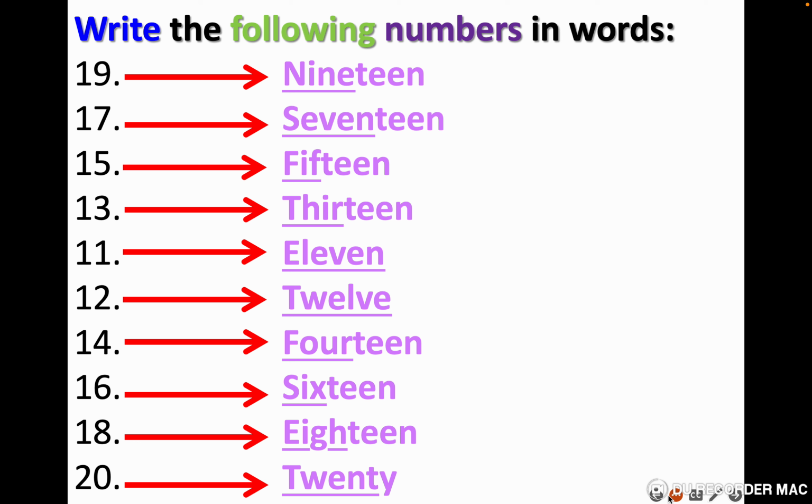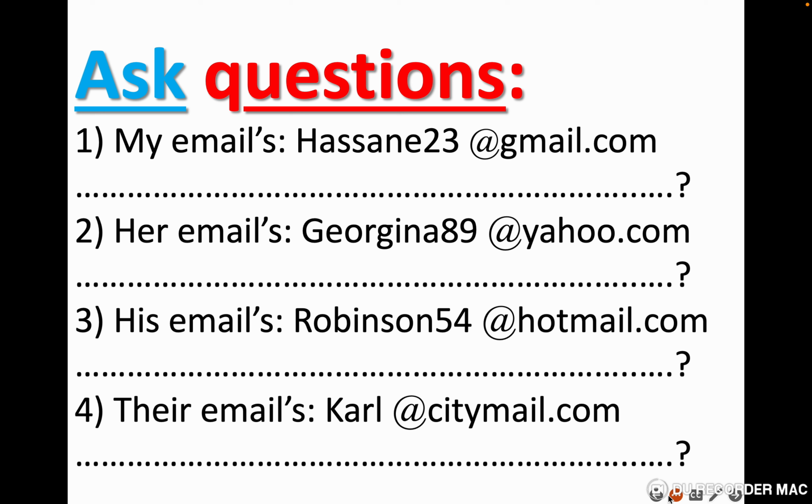The problem with these numbers from 13 to 19 is that students write T-E-N with one E. No, it's a double E. And some students write 'fifty' instead of 'fifteen'. It's not 'fifty', it's 'fifteen'. And in 'thirteen', they write it with E, not I. So it's with I. If you are finished, let's go to the next slide.